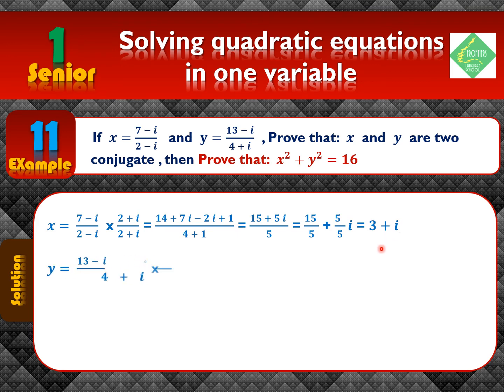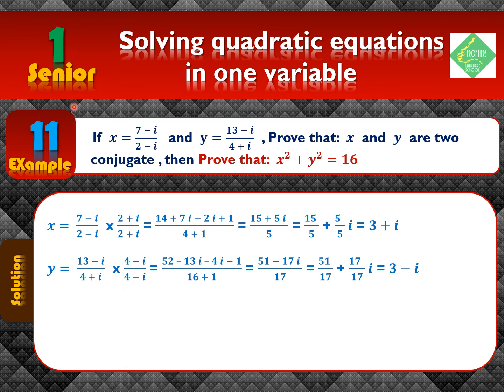What about y? Like I did in x, 13 minus i over 4 plus i. I will multiply by the conjugate, and the conjugate of the denominator is changing the sign of i, so we get 4 minus i, numerator and denominator. Start multiplying, distributing again. 13 times 4 is 52, 13 times negative i is negative 13i, negative i times 4 is negative 4i, negative i times negative i gives negative 1. Denominator: 4 times 4 is 16, i times negative i squared is positive 1.